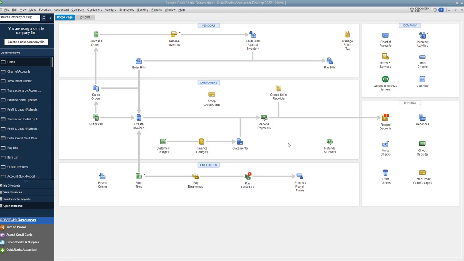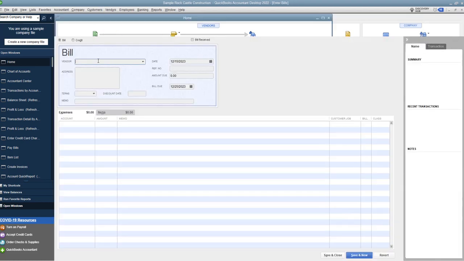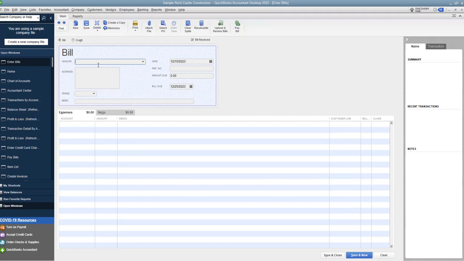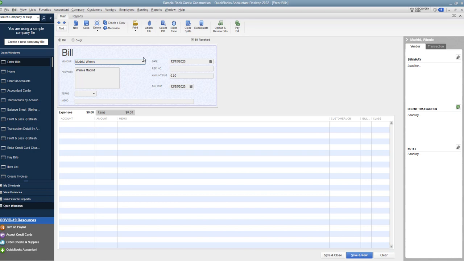The simplest way to do that is to first go up to vendors, and we're going to go to enter a bill, okay? And this is going to be to the owner, so I'm going to just pick a vendor name. We'll say that Winnie Madrid is the owner of the business. Okay, so we're entering a bill because what we're doing in this instance is we are going to reimburse the owner for this expense.